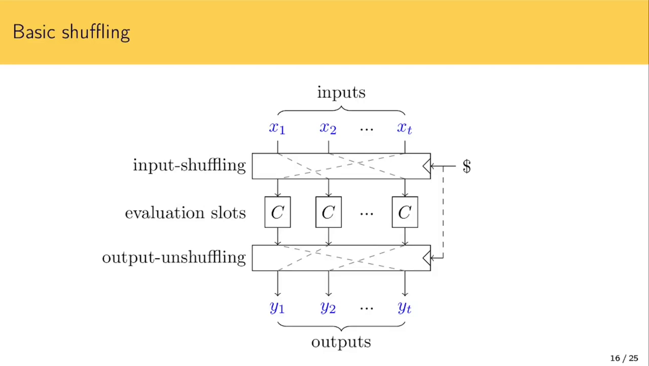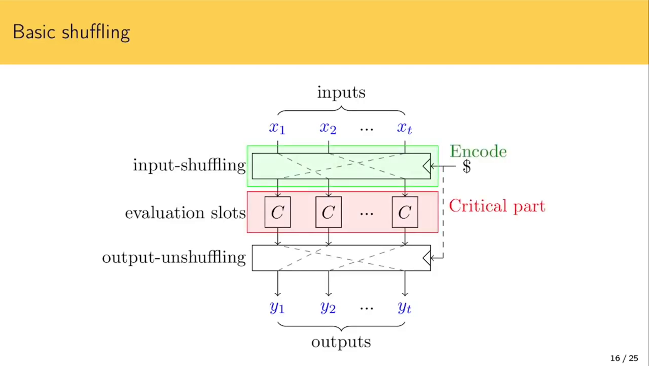In practice, it can be done in many ways, depending on the computation model. The computations can be shuffled in time or in memory. In our formulation, we consider that the inputs are shuffled, then the functions are applied in parallel to all the inputs, and then the outputs are unshuffled back. Each such application is called a slot.